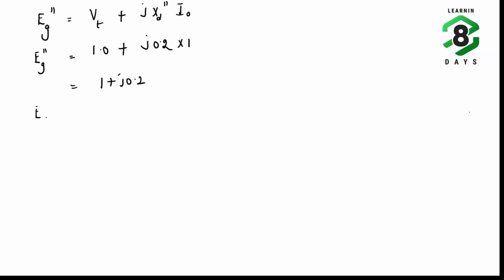If you compute the magnitude only, 1 plus j0.2 magnitude, how much? This value will be 1.019 per unit. This is the subtransient induced EMF when a three-phase short circuit fault occurs.